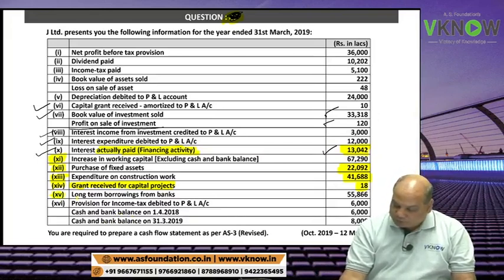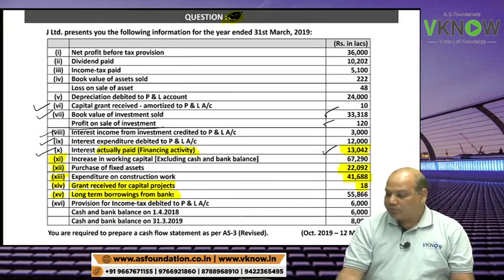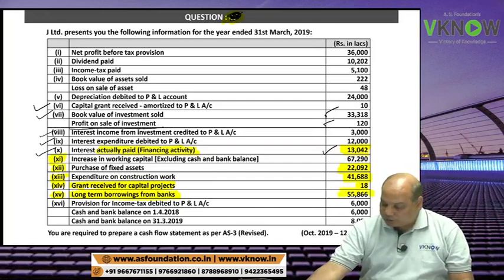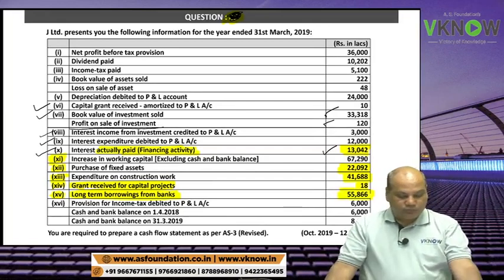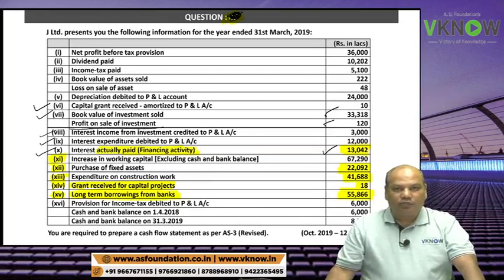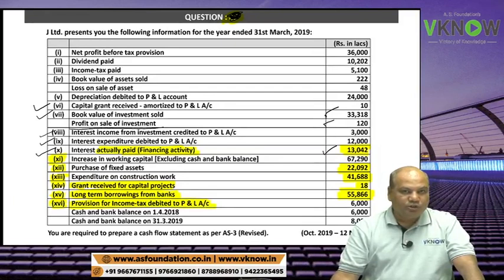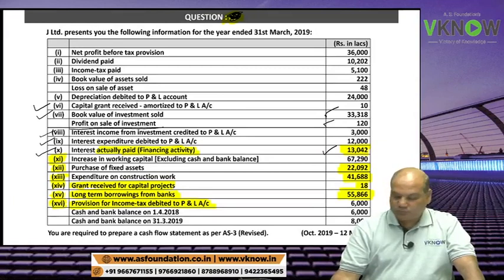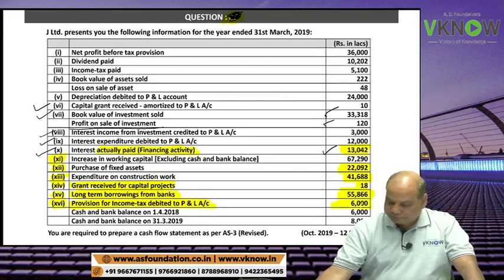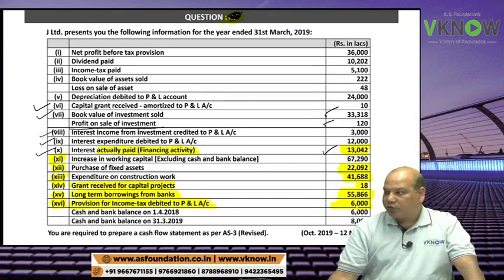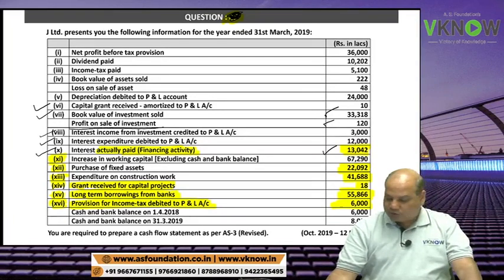Point number 15. Long term borrowing from bank, 55,866. Point number 17. Provision for income tax debited to P&L account, 6,000.